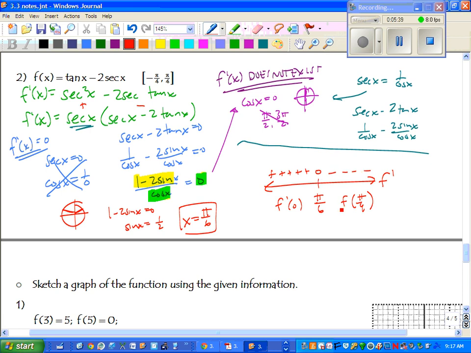All right. So in this case, we have a local maximum at x equals pi over 6, because it changes from increasing to decreasing at that x value, at that critical value.